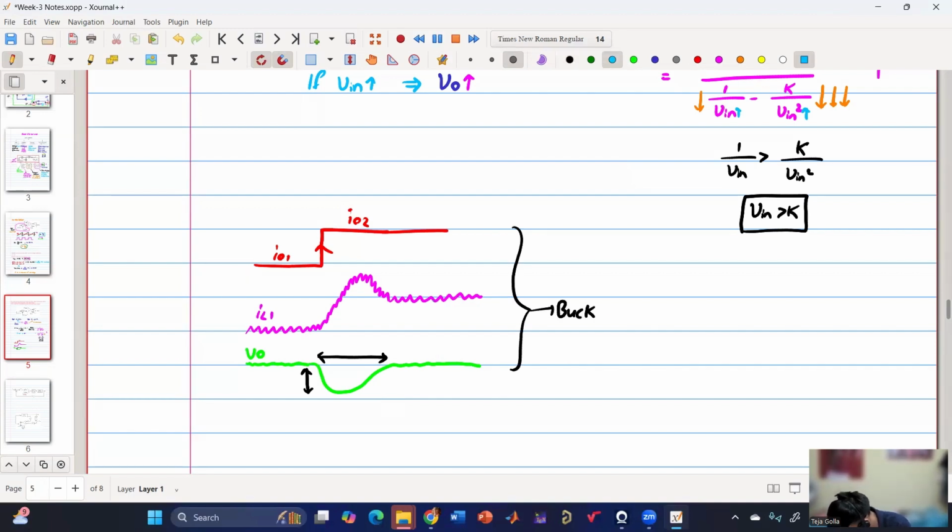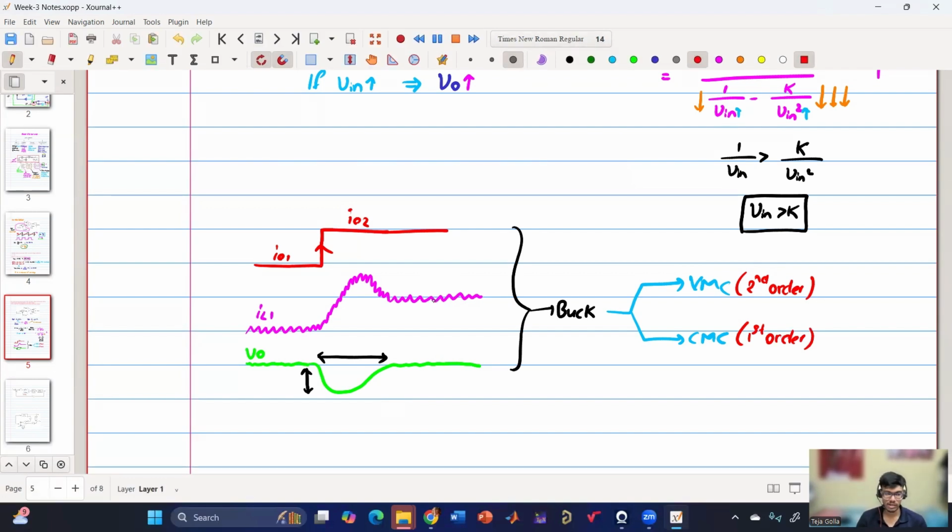If we see voltage mode control, and then if we see current mode control, voltage mode control will exhibit the dynamics of a second order, and this will exhibit the dynamics of a first order. And how do we know this? Again, this will be discussed in the upcoming weeks.